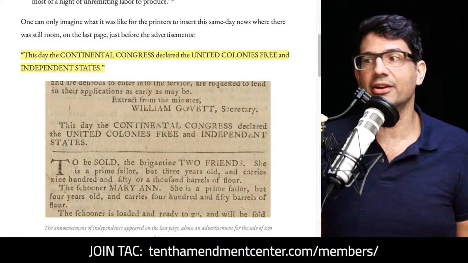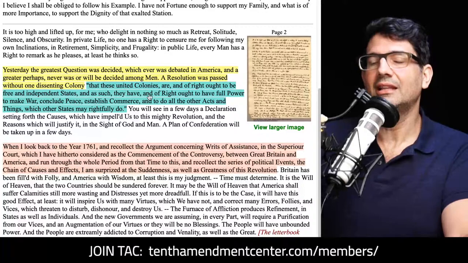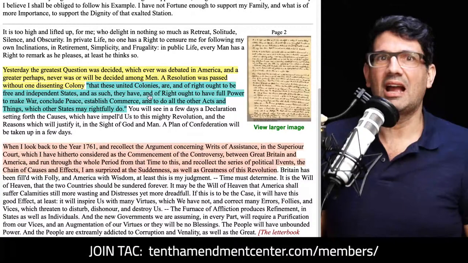And here is the second letter that John Adams wrote on the same day. He was all done, fired it off, probably sealed it, and now he's like, I've got to write some more. And here he put it this way.